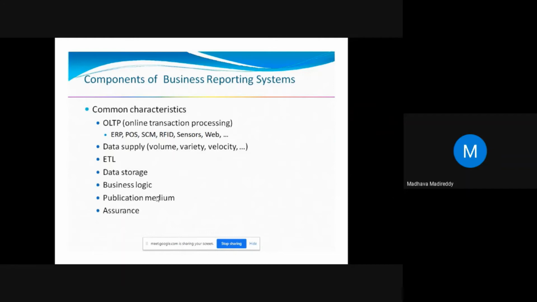So we have data supply, we have ETL and storage of data, and business logic, publication medium, and assurance. All of these are the several components of the business reporting system. So without any of this, the reporting system is not fully operational. It can function, but it will not be fully operational.